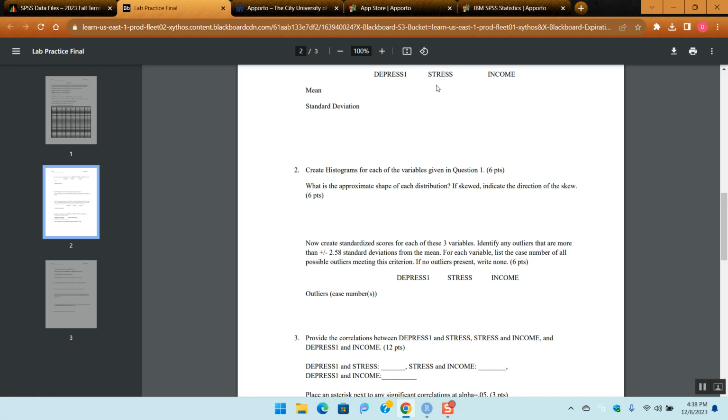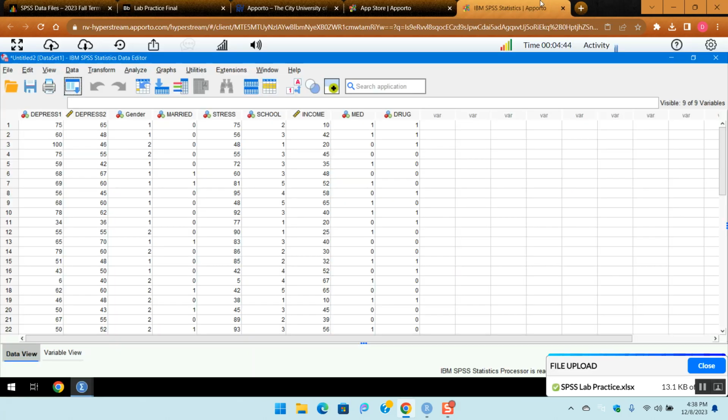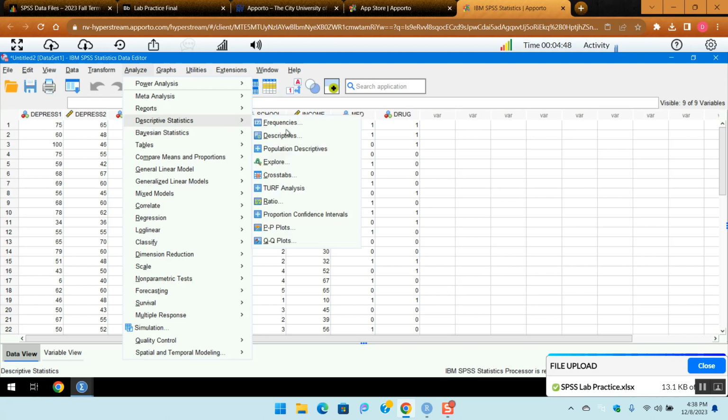Histograms for these 3 variables: depression 1, stress, and income. That's found under Analyze, Descriptives, and we're going to do Explore. Explore gives you the option of doing both descriptives and plots, whereas Descriptives, the one I just did before, doesn't give you the option for plots. So I have to use Explore.